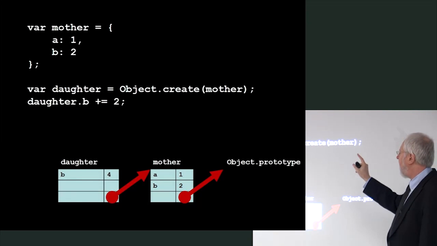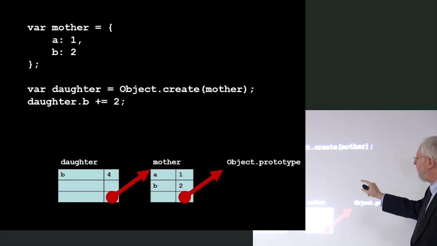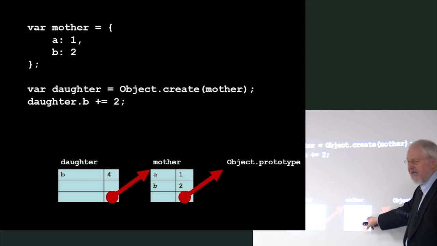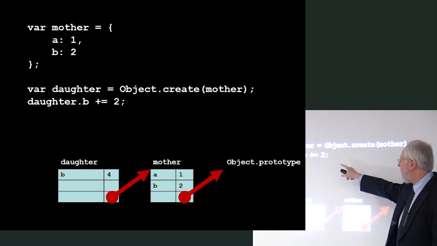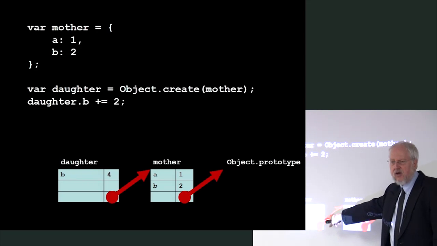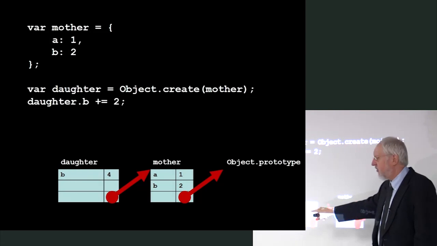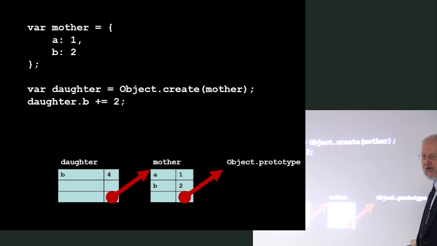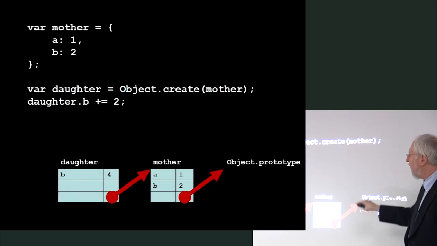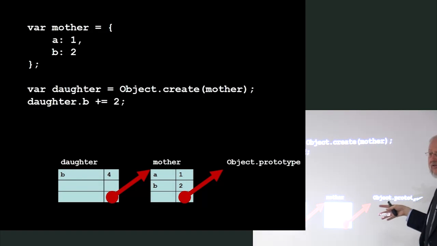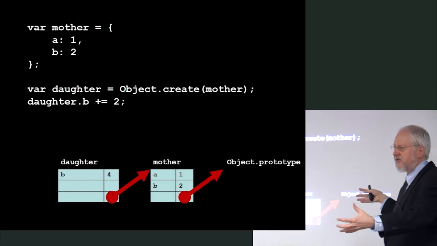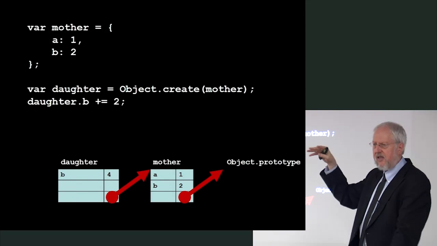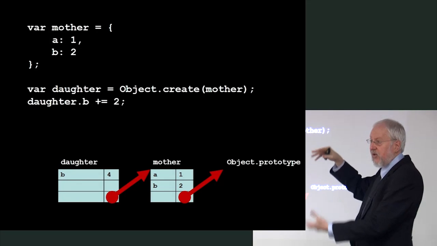So if I say daughter.b += 2, originally there's no value here, so we get the inherited value of b. Then we add 2 to it and store it in the daughter. So storing operations will always go into the topmost object, but reading operations can go all the way down the prototype chain. And we can have these chains go as long as you want. Generally, chains in this language tend to be very shallow. We don't get the deep hierarchies that you tend to see in classical languages, but if you want to go deep, you can.